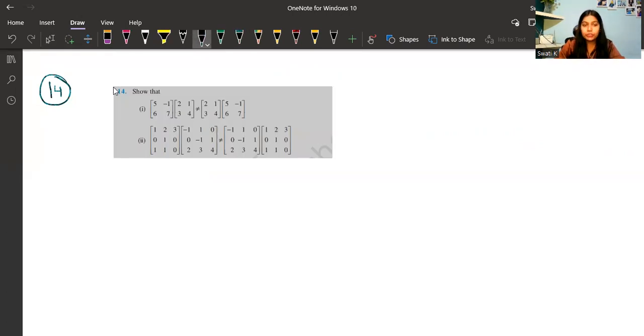And you can see we have to show that this product of these two matrices is not equal to the product of these two matrices. So this is very simple. Just start with the LHS. On the LHS, we have the two matrices that are getting multiplied. So let's multiply it directly.